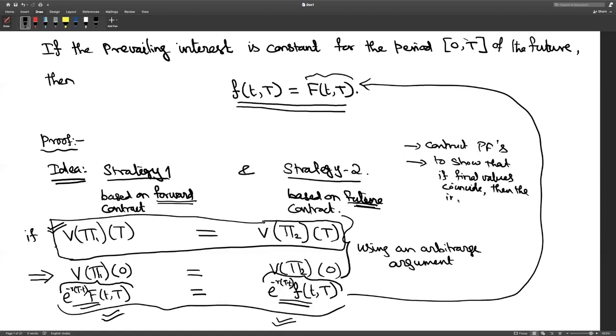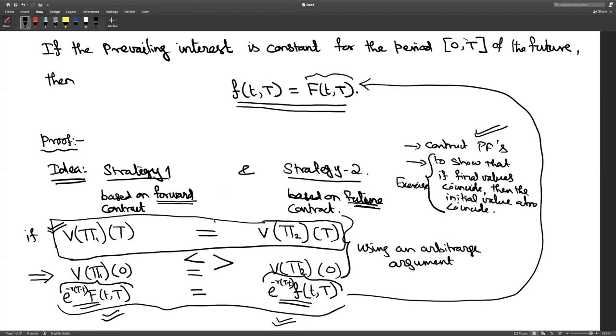So the first part is to construct portfolios, and the second is to show that if final values coincide, then the initial values also coincide. This you can do because you can just assume that the initial value is less than and then make an arbitrage. Similarly, you make the initial value greater and then make another arbitrage portfolio.